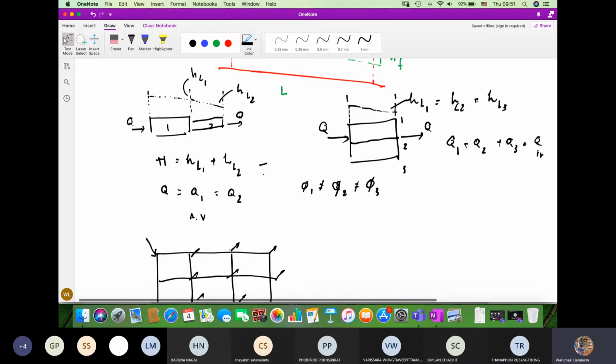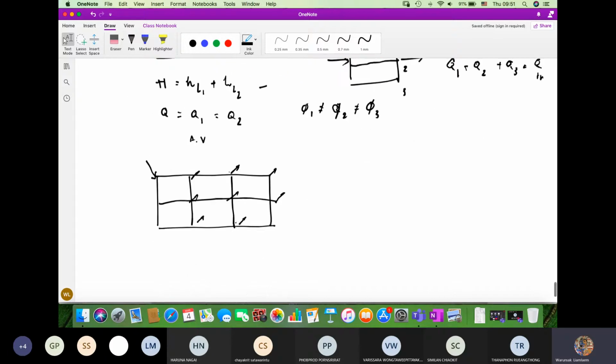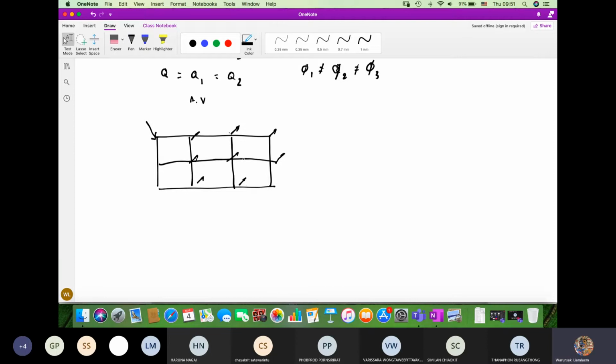For these two, we have already discussed the characteristics in terms of the head loss relationships and also the flow rates. But talking about this one, in the hydraulic labs, not the fluid mechanics labs, there is one experiment. If you are taking this course, you will have to conduct the experiment called the pipe network. They have actually made a simple loop like this.